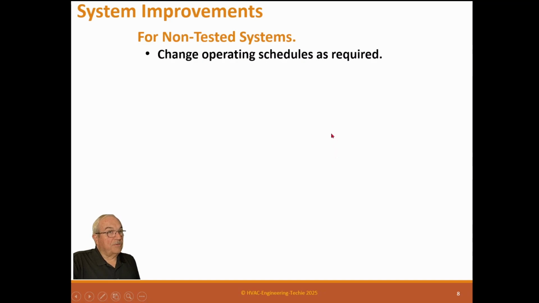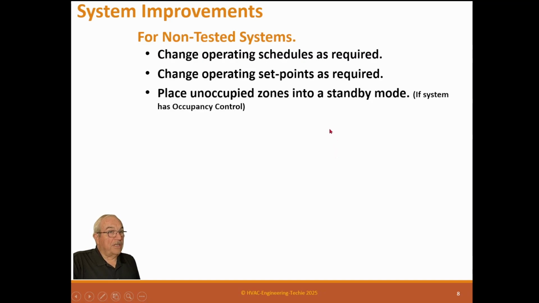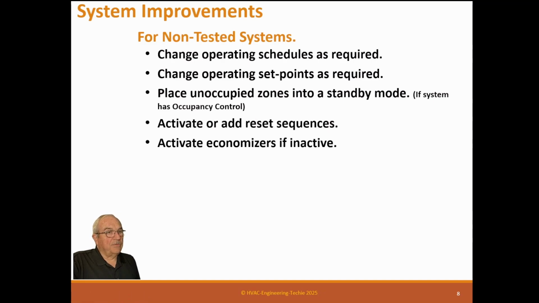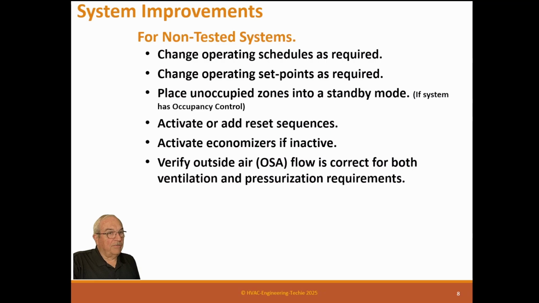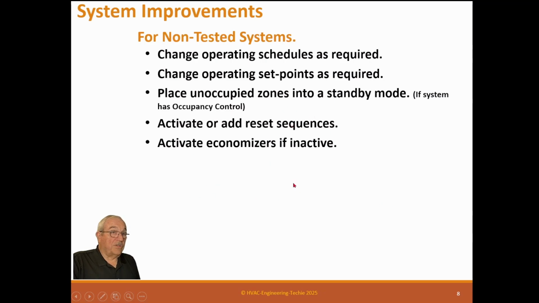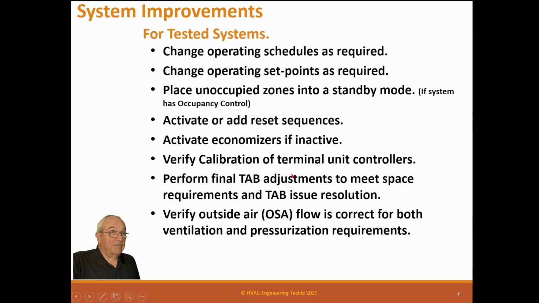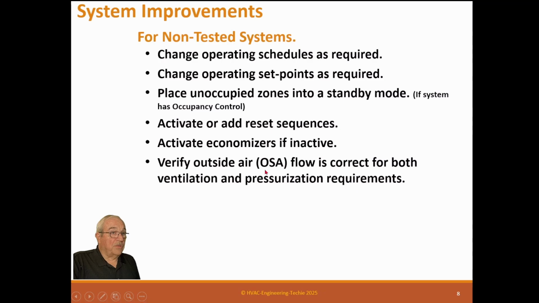For non-tested systems, we're going to change the operating schedule as required, change the set points as required, place unoccupied zones into standby mode, activate or add reset sequences, activate economizers if inactive, and verify outside airflows for ventilation and pressurization. So we're going to do the same thing we did to tested systems, except there's a difference here. I don't know if you can see this. With the tested systems, we're going to do this TAB slightly differently. Here we're doing it, but we're not requiring a full TAB if they're already working fine. However, we normally do it totally, but basically you can do a little bit less for non-tested systems because they were proved to be working correctly.